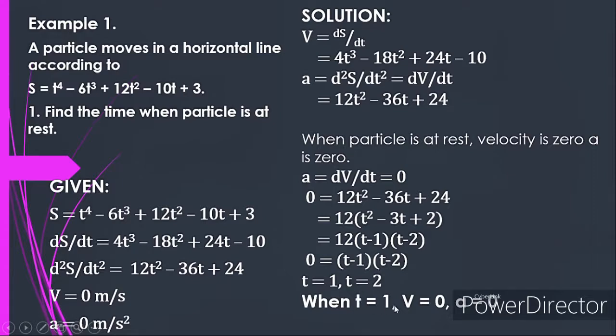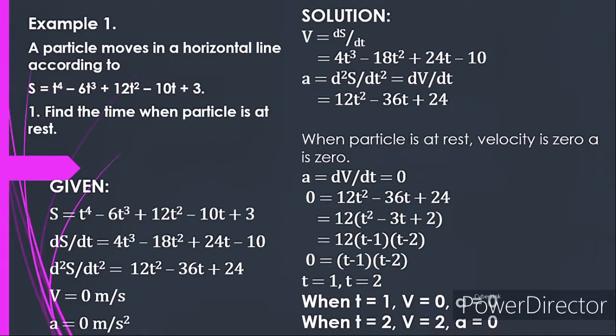So, when t is equal to 1, v is equal to 0, and a is equal to 0. So, kung yung t naman daw ay equals sa 2, ang magiging sagot na dyan, v is equal to 2, a is equal to 0.